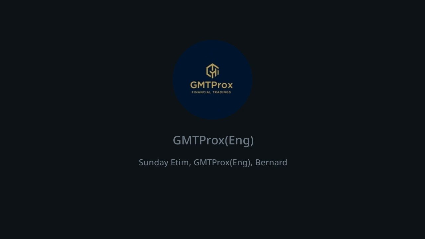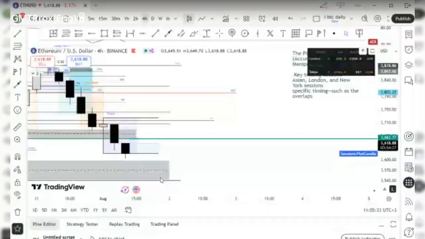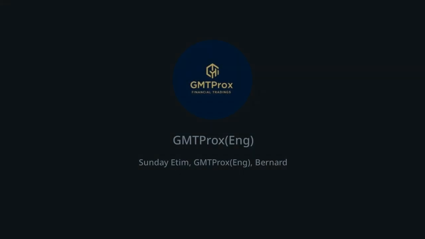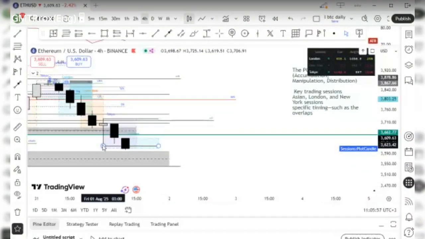Because it can come down here, continuing what you see. This is what London does. Always the London session takes the Asia liquidity. So London is a manipulation market. They take the Asian low here below.